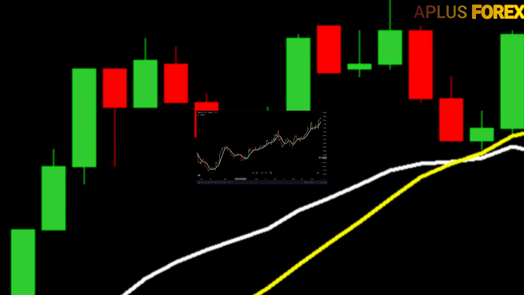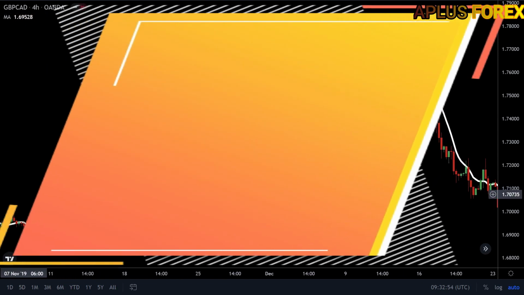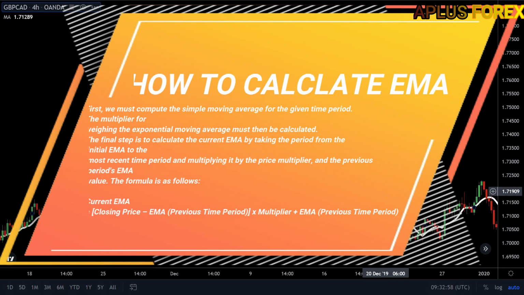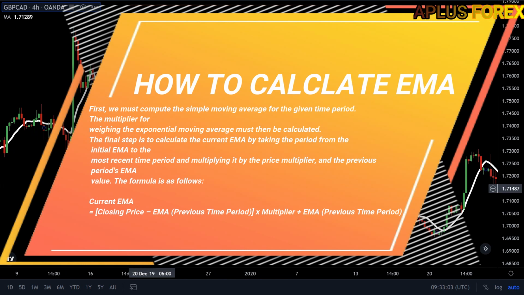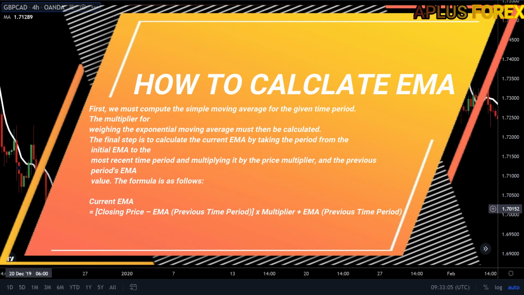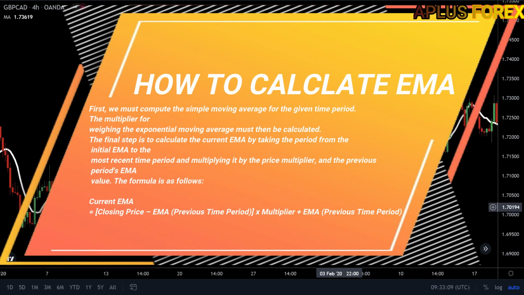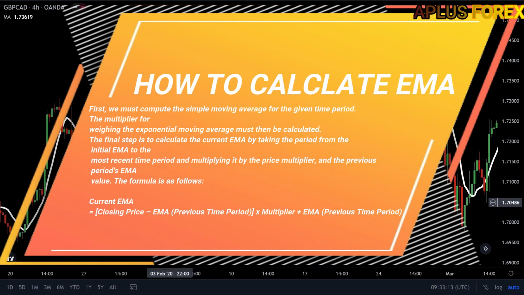When calculating exponential moving average, 3 steps are involved. First, we must compute the simple moving average for the given time period. The multiplier for weighing the exponential moving average must then be calculated. The final step is to calculate the current exponential moving average by taking the period from the initial exponential moving average to the most recent time period and multiplying it by the price.